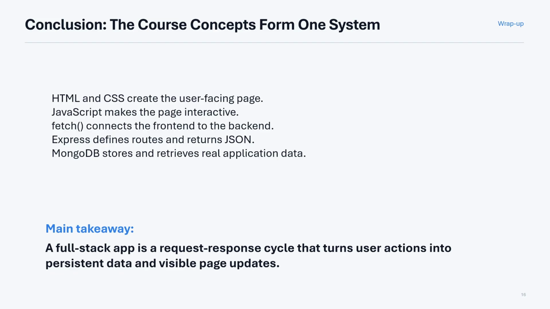The idea helps me remember the information is still the same, but its form changed during the trip. It starts as text, then it becomes a JavaScript object, then it becomes JSON, then it becomes a MongoDB document, and it returns as JSON, and finally becomes something visible on the page. That is the main idea of a full-stack web application. Data moves through connected layers, and every layer has a different job.